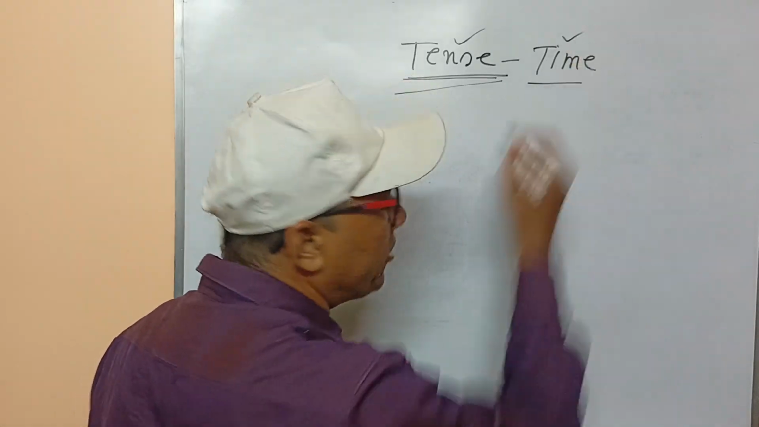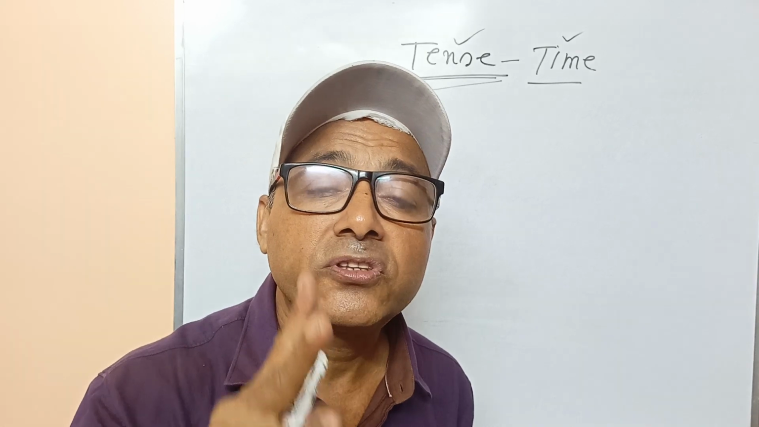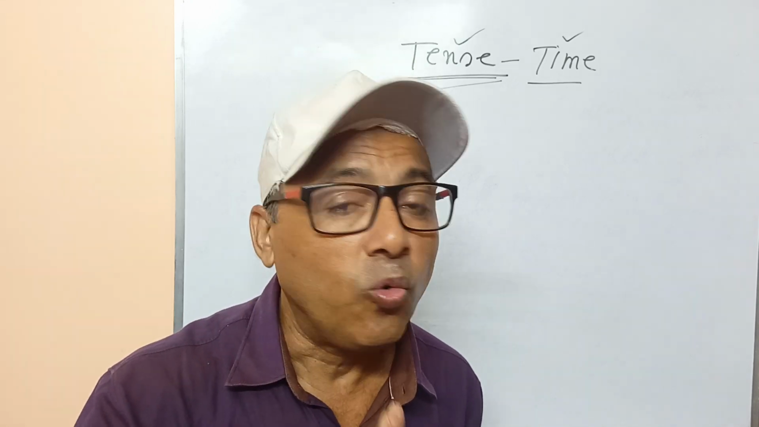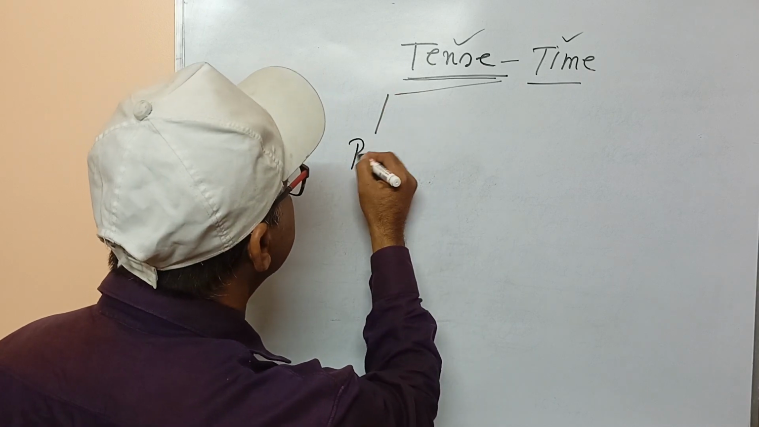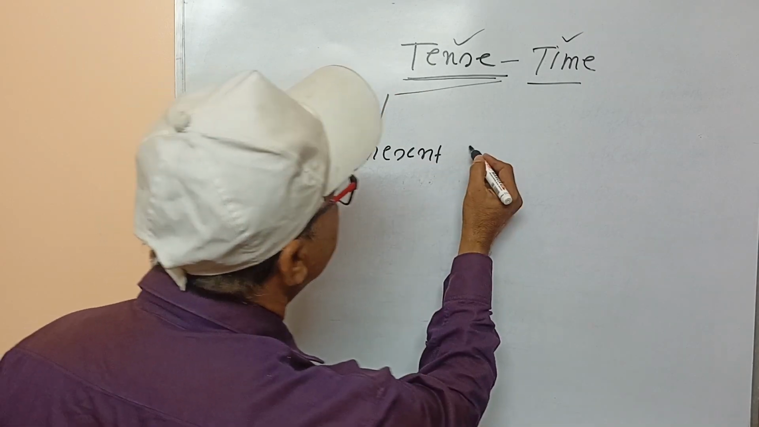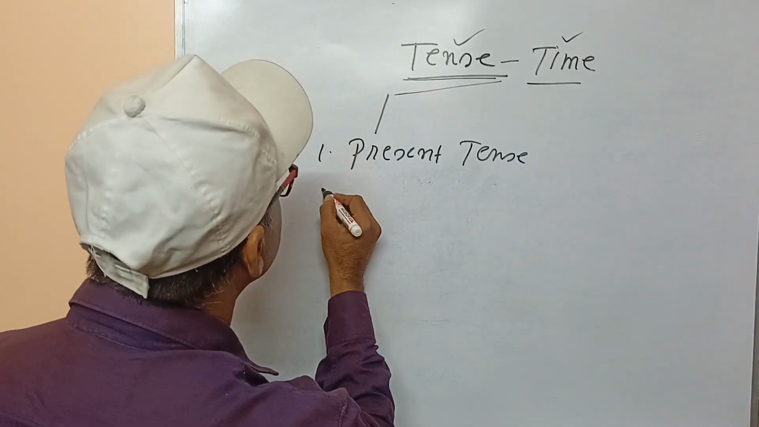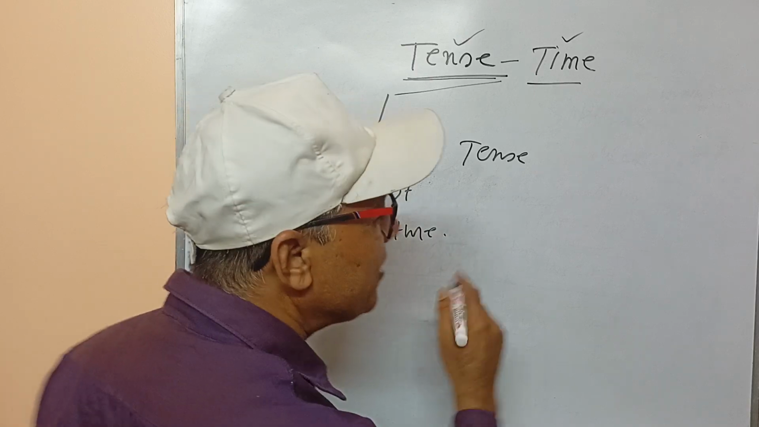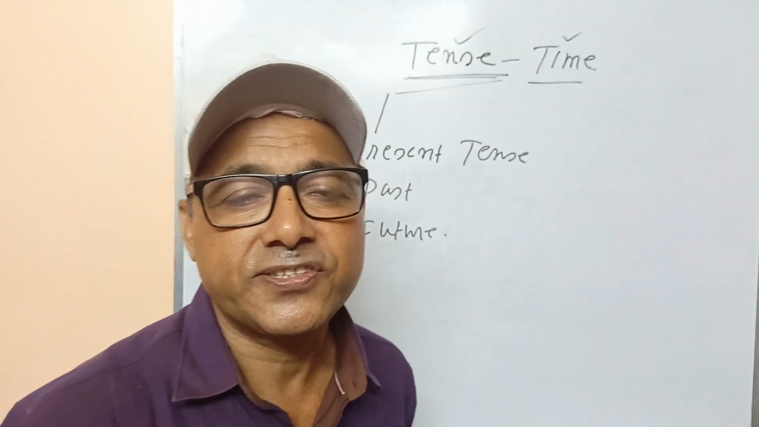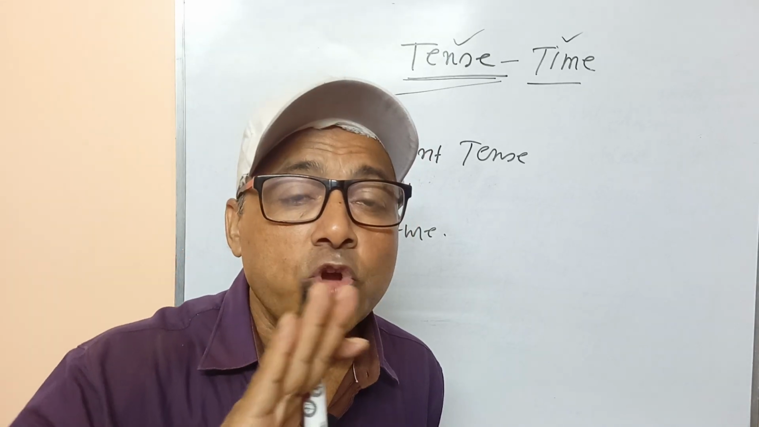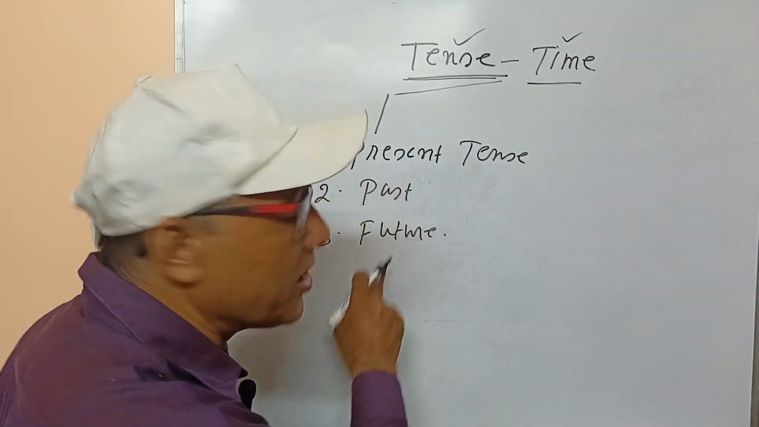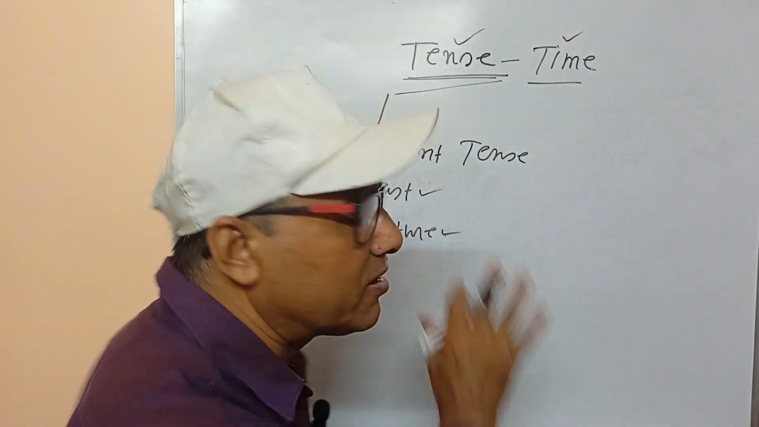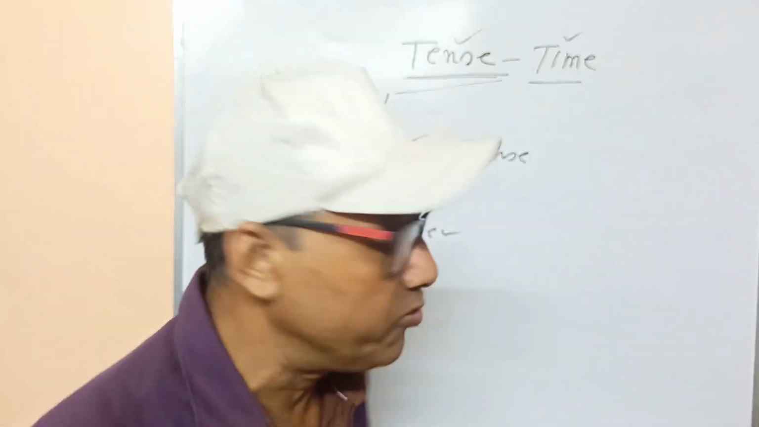This tense or time we can divide into three classifications. That means there are three types of tenses in English. What are these? One is present tense, number two is past tense, number three is future tense. So these are the classifications of tenses, the classifications of times: present, past, and future.